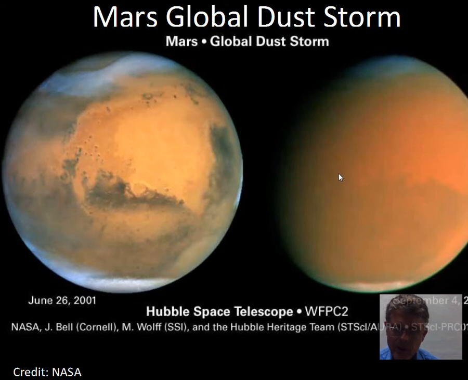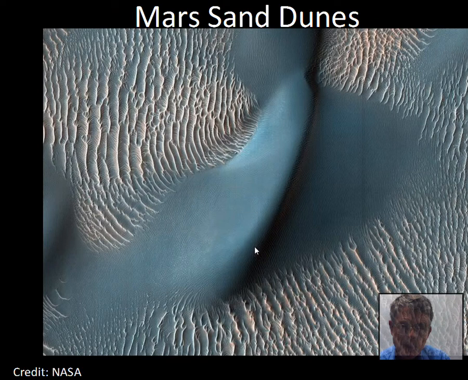This is the same side of Mars photographed from the Hubble telescope, here with no dust storm, and here with a dust storm in place. So there can be a very extensive movement of dust around the planet by the winds. These winds can create sand dunes. So we have a larger dune here, and you can see the smaller dunes down here.